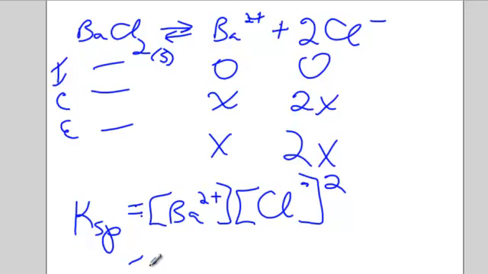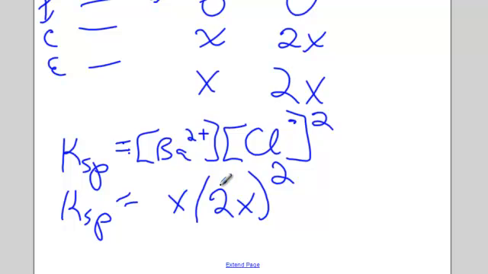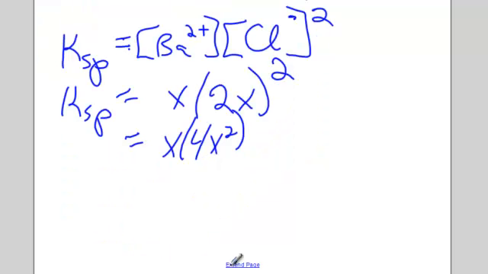And take a look, when you start plugging this in, presumably you have a value for KSP, you want to plug in to solve for x, it's going to be x times (2x) squared. So you'll notice that 2 is in two places. When you start trying to get this solved, it's x times 4x squared, and 4x cubed equals KSP. So you're going to have to divide both sides by 4 and take a cube root when you want to find out what x is.